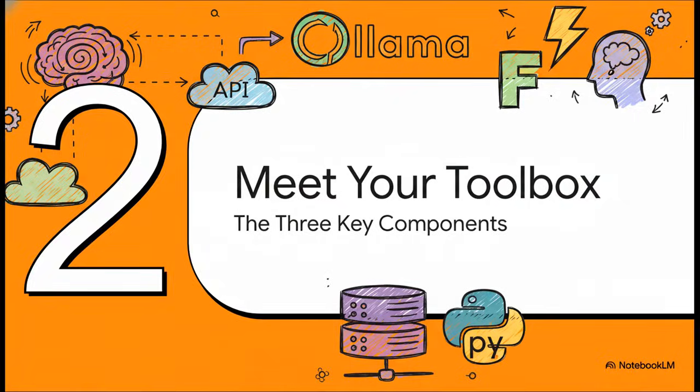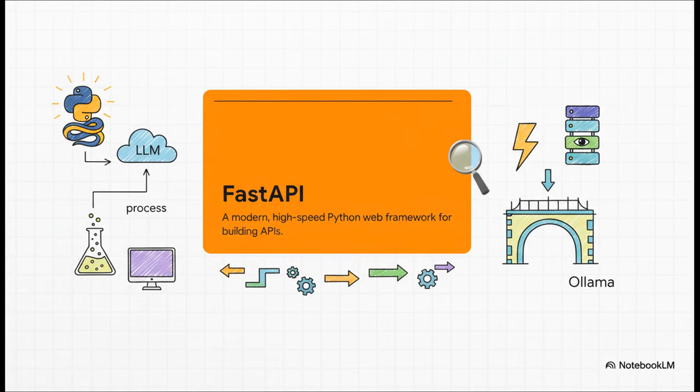Okay, so for any build, you need the right tools in your toolbox. And for this one, our toolbox is super lean, but also really, really powerful. It's made up of 3 key components that are just designed to work together perfectly. Let's meet our tech trio. First up, we've got FastAPI. The best way to think about this is as the scaffolding or the frame of our house.